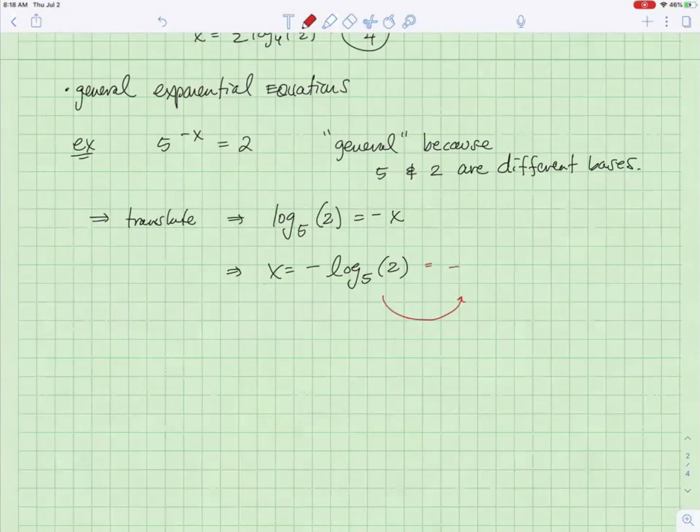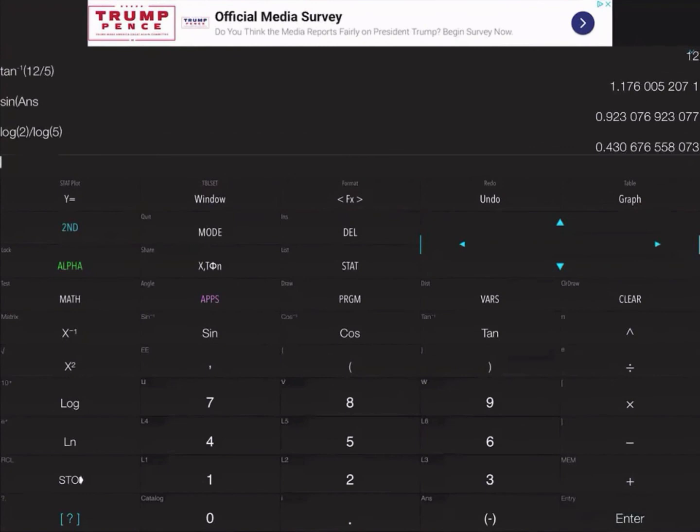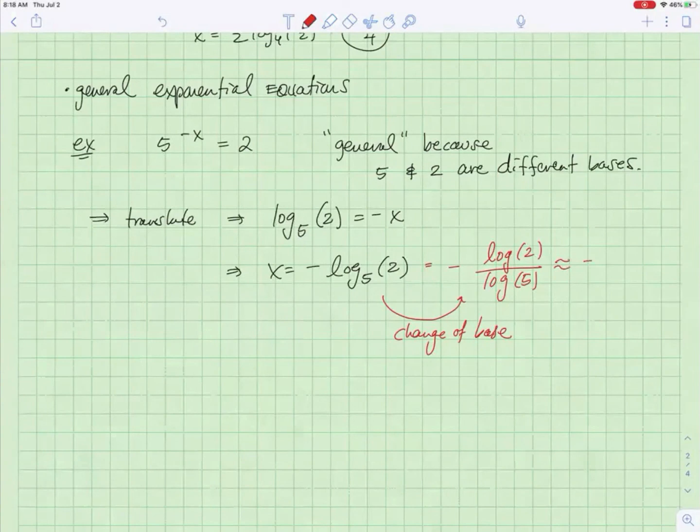And this would be the negative of log base 10 of 2 over log base 10 of 5. You could have also used the natural log there for your calculator, but that'll work for us. If we go to our calculator here, log 2 divided by log 5, that's about 0.43. So this will be approximately negative 0.43 is our value.